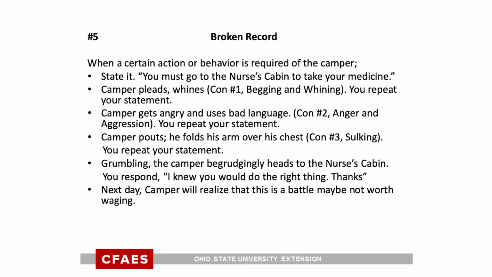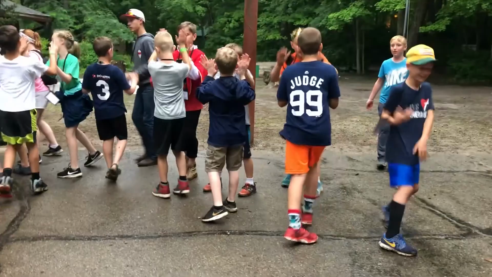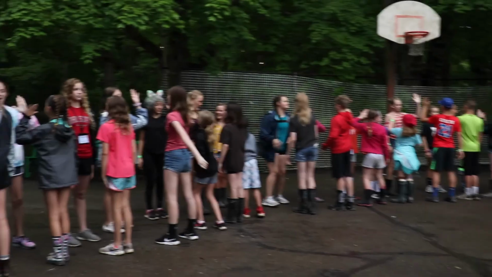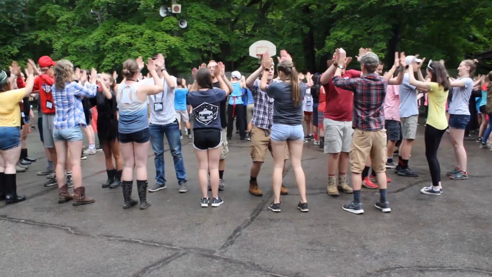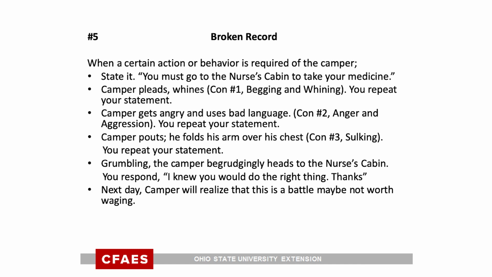Number 5, broken record. There are times at camp when we absolutely must require an action or behavior by a camper. The example I've laid out here is going to the nurse's cabin for medication. These examples would almost always be health or safety related, likely. So let's take a look at this example of how to use the broken record strategy as a behavior management strategy. When a certain action or behavior is required of a camper, you would state it. For example, in this case, you must go to the nurse's cabin to take your medicine.